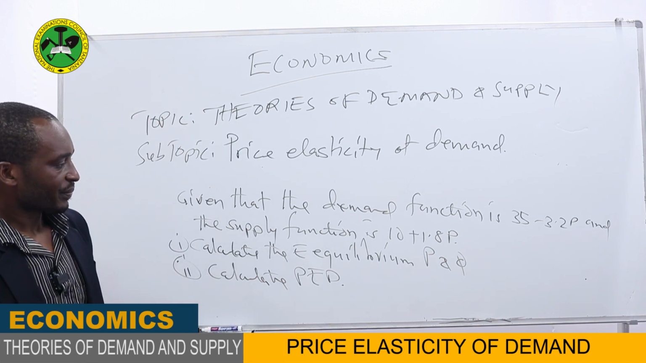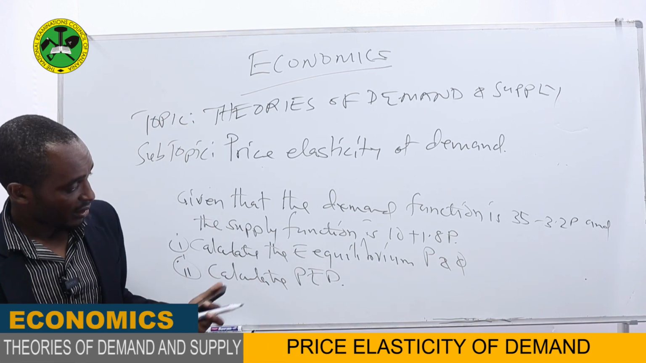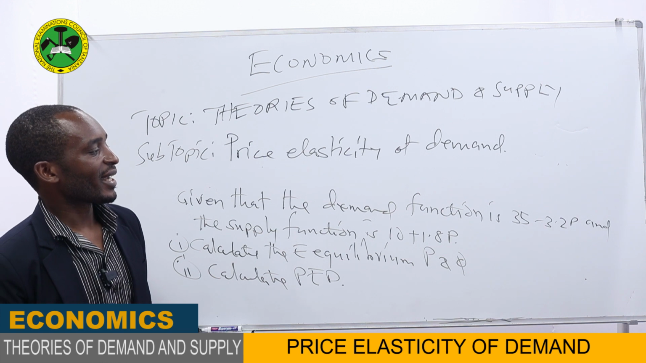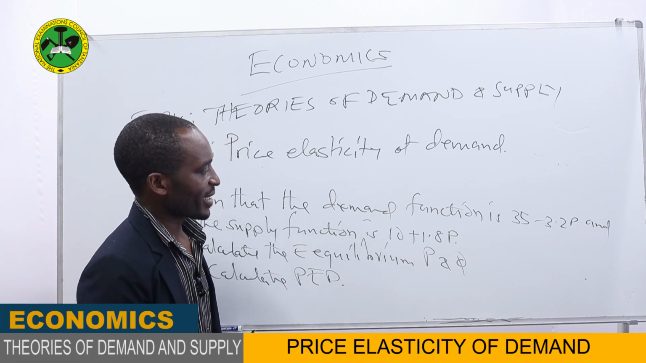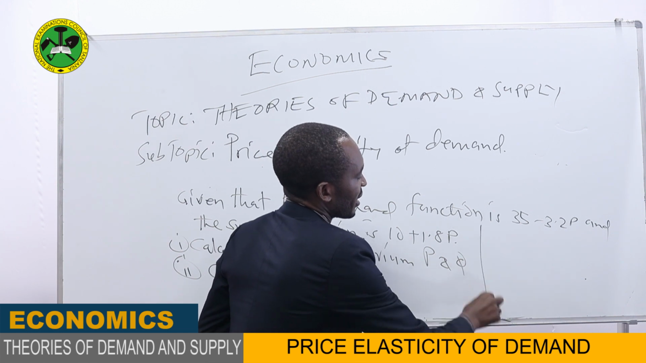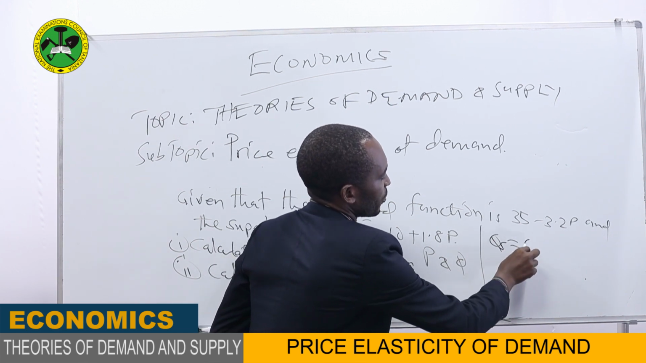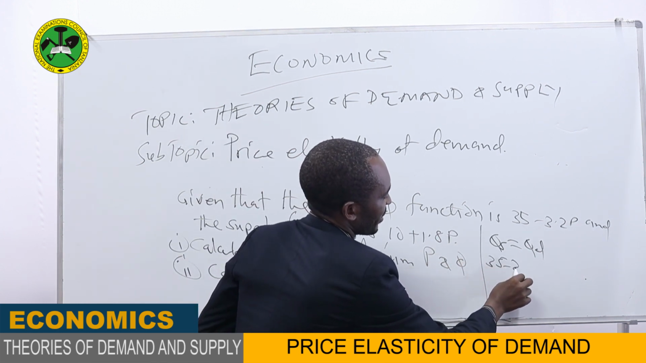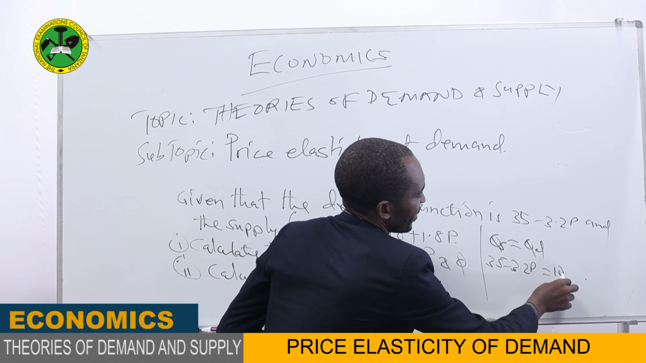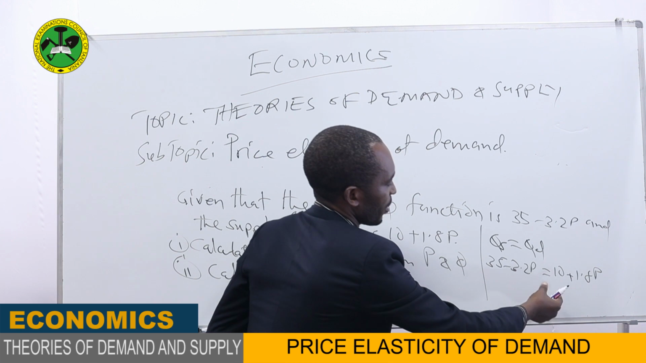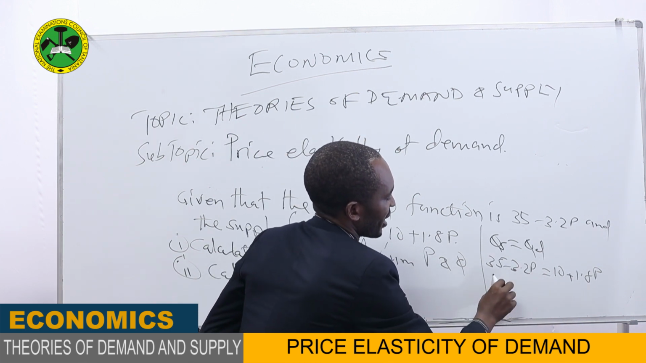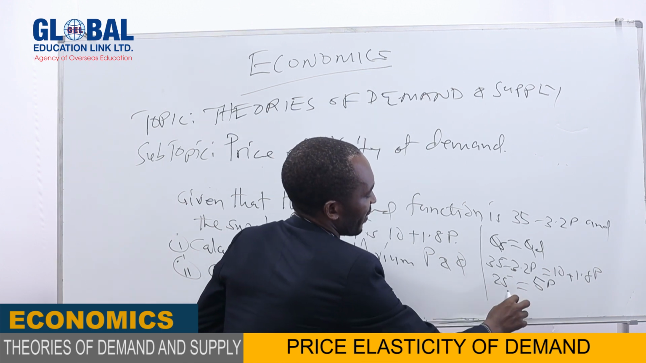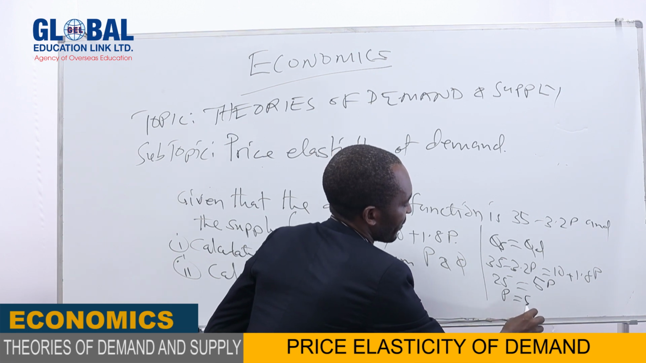So, dear Eric, this question, to get the equilibrium price and equilibrium quantity, you need to equate the demand function and supply function. So, at equilibrium, the quantity supplied will be equal to quantity demanded. So, when you equate the two equations, will be 35 minus 3.2p equals to 10 plus 1.8p. So, when you collect like terms, this side will be 25 equals, this one will be 5p. So, when you divide by 5, p will be equal to 5.